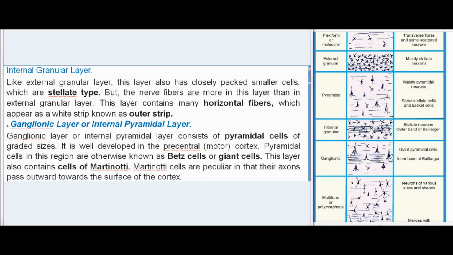Ganglionic layer or internal pyramidal layer. Ganglionic layer consists of pyramidal cells of graded sizes. It is well developed in the precentral, motor, cortex. Pyramidal cells in this region are otherwise known as Betz cells or giant cells. This layer also contains cells of Martinotti. Martinotti cells are peculiar in that their axons pass outward towards the surface of the cortex.